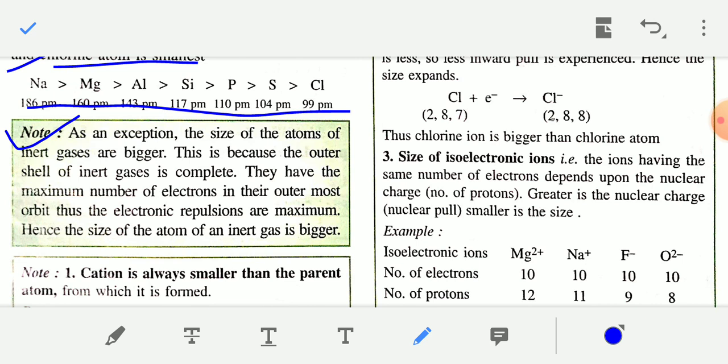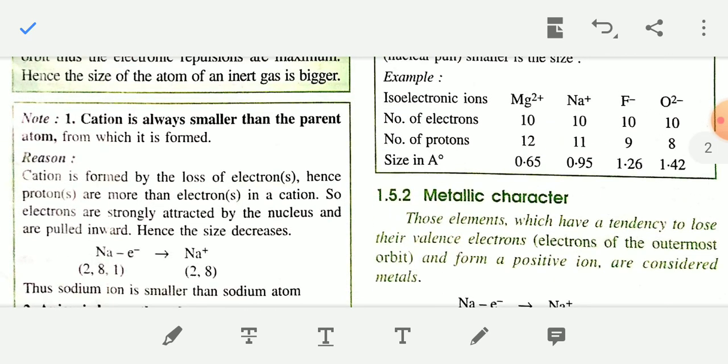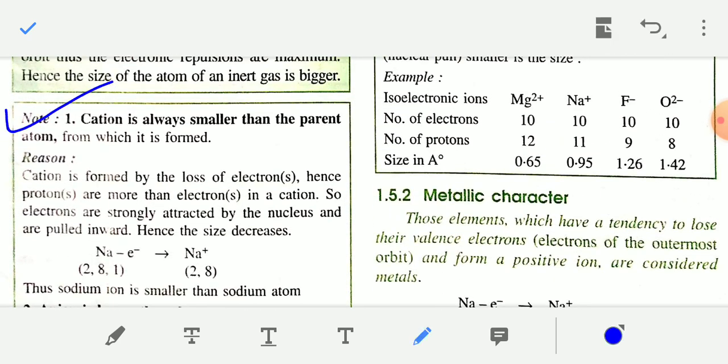Thus the electronic repulsions are maximum in the outermost shell in the case of noble gases. Hence the size of the atoms of noble gases is bigger. Okay, now here it is given size of cation and size of anion. You know, cations are formed by losing electrons and anions are formed by gaining electrons.